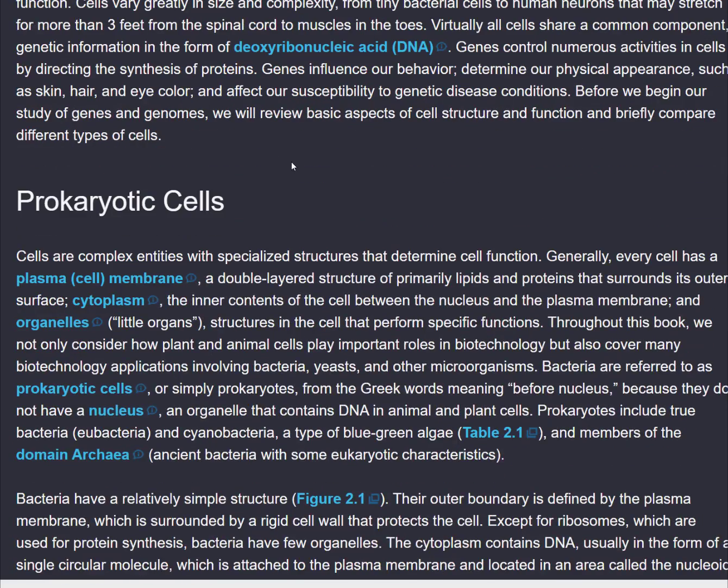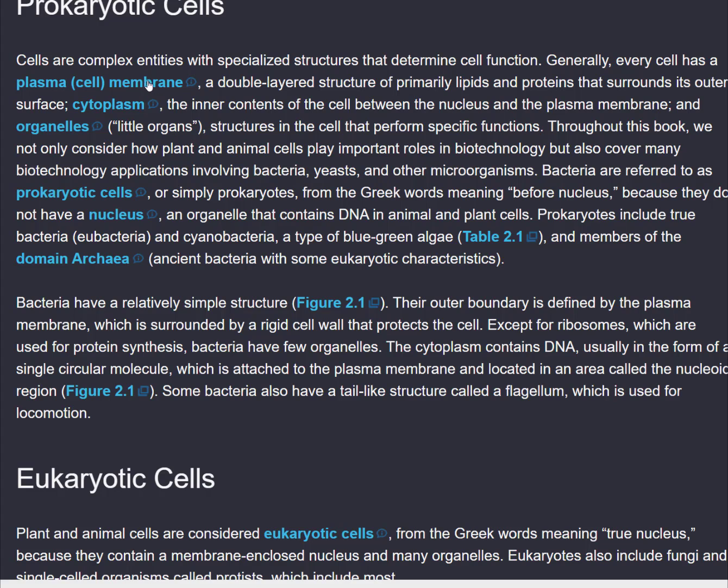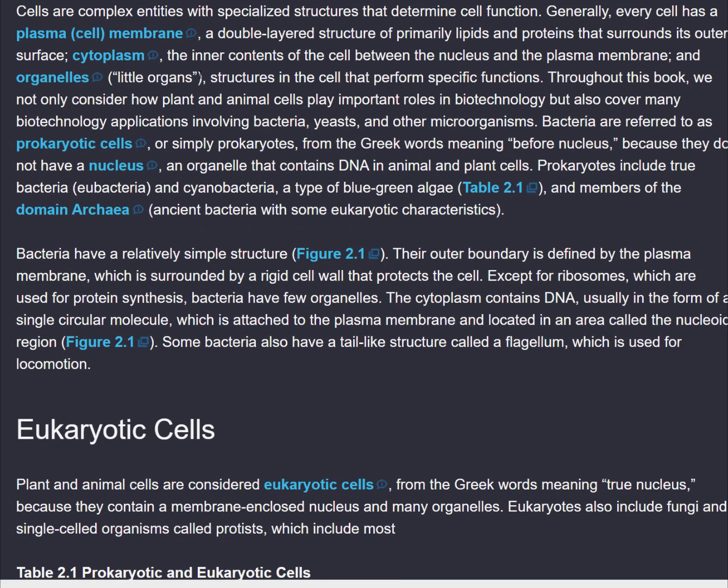Okay. The next term will be plasma membrane, which is a double-layered structure consisting of lipids, proteins, and carbohydrates that defines the boundaries of a cell, performs important roles in cell shape, and regulating transport of molecules in and out of a cell. Next is the cytoplasm. The cytoplasm is the inner contents of a cell consisting of fluid cytosol and organelles. Its boundaries are defined by the plasma membrane.